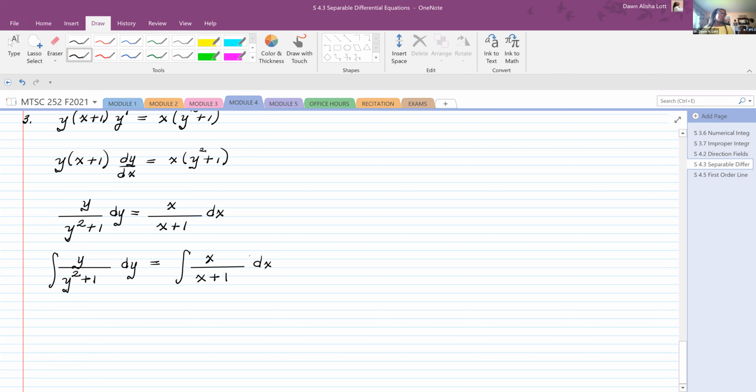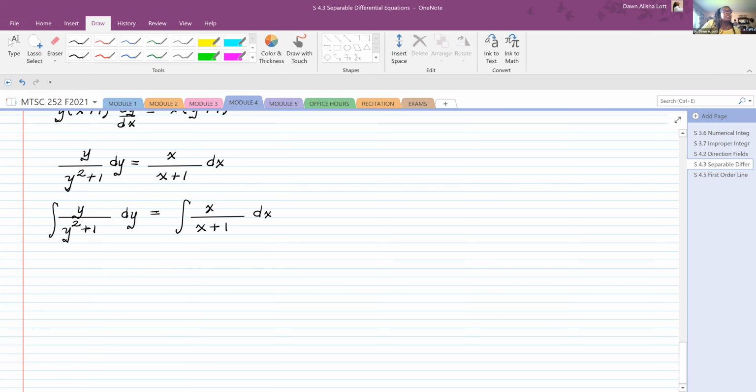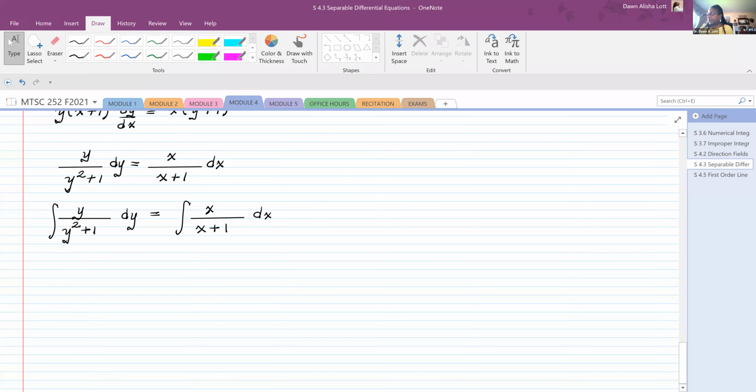Okay, so the left-hand side is fairly easy. u is equal to y squared plus 1. du is 2y dy. So the left-hand side, I'm pretty cool with. I know that the left-hand side is going to integrate to 1/2 the natural log of the absolute value of y squared plus 1. That's the left-hand side, if you do the integral.